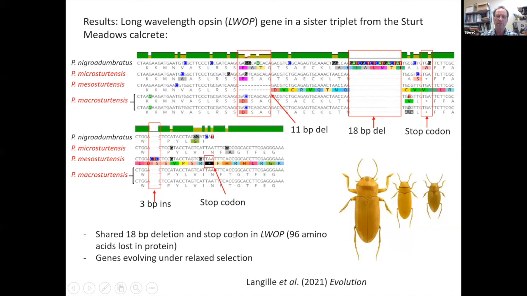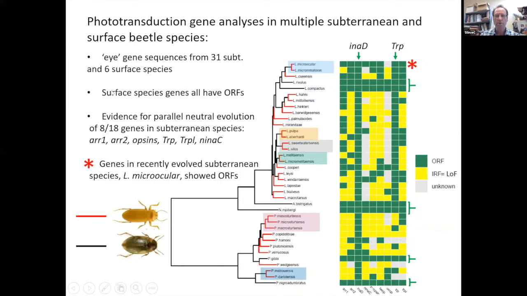And it's evidence that these genes are evolving under relaxed selection. So Barbara carried out these analyses on 18 different phototransduction genes. So these are genes involved in the detection of light and the light detection pathway. And she obtained these sequences from about 31 subterranean species and 6 surface species.